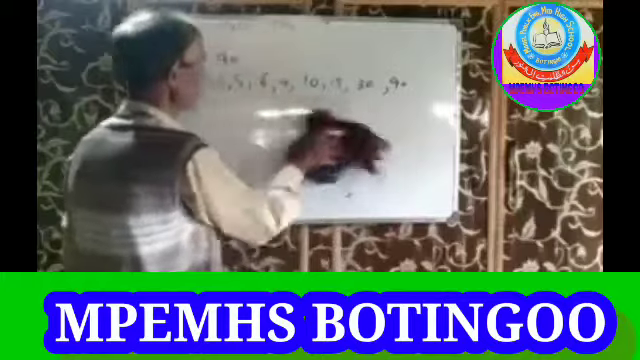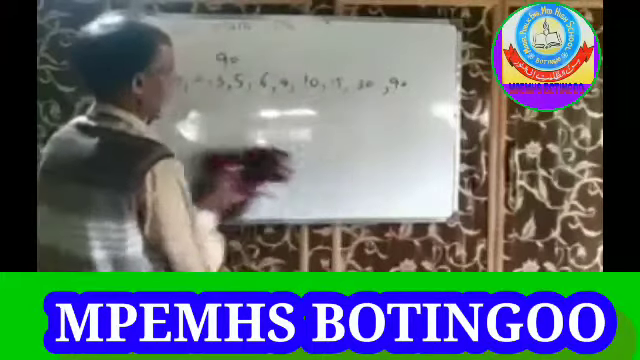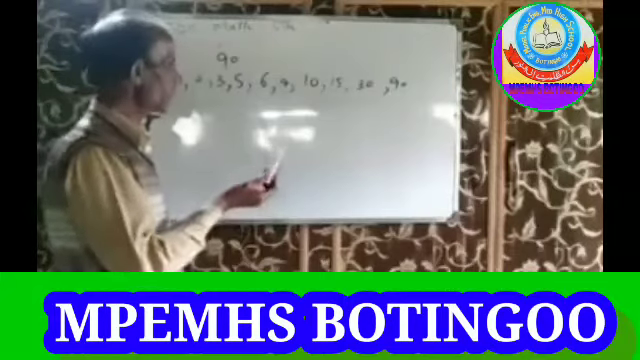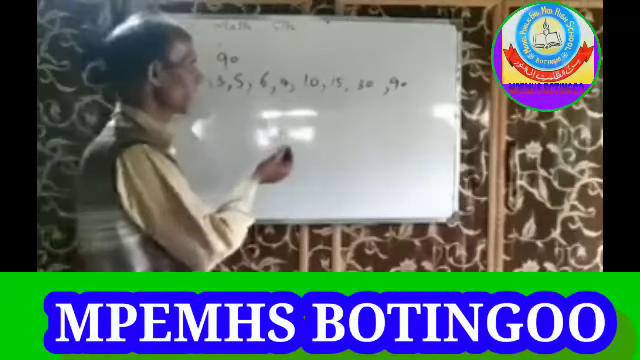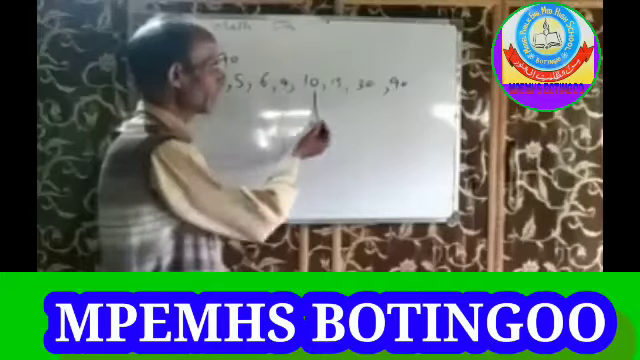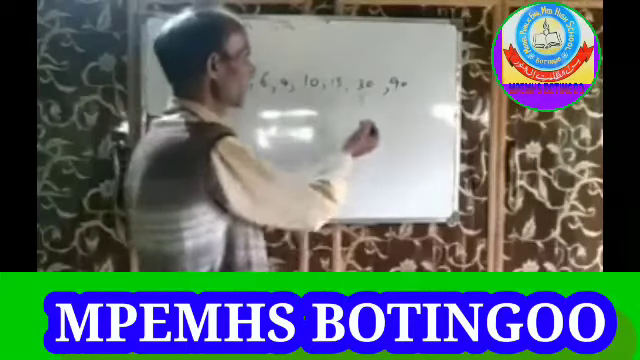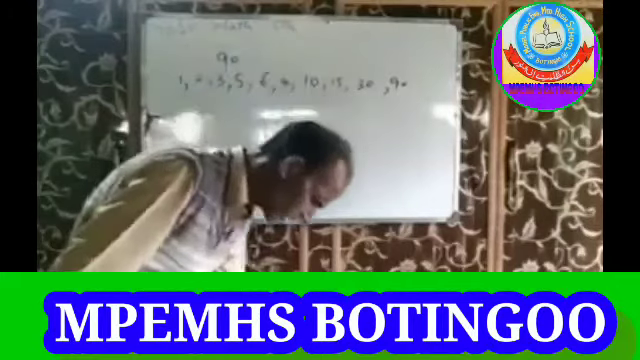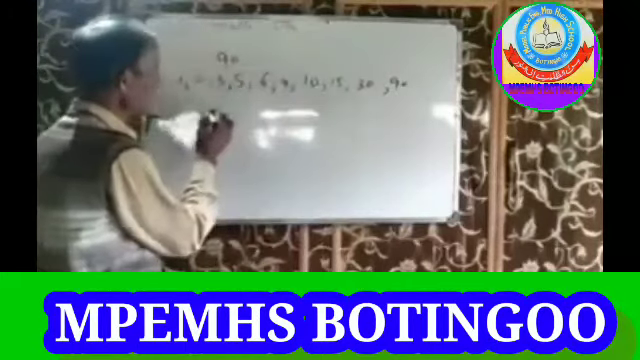So we have proved that there are many factors of 90. 1 is a factor, 2 is a factor, 3 is a factor, 5 is a factor, 6 is a factor, 9 is a factor, 10 is a factor, 15 is a factor, 30 is a factor, 90 is a factor. These are the factors of 90. After that, there is another question, 144.